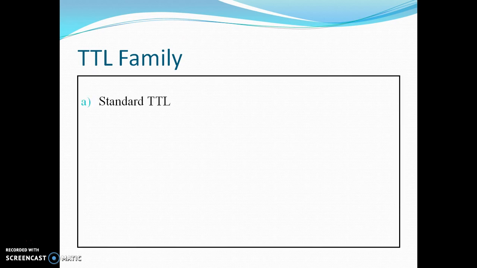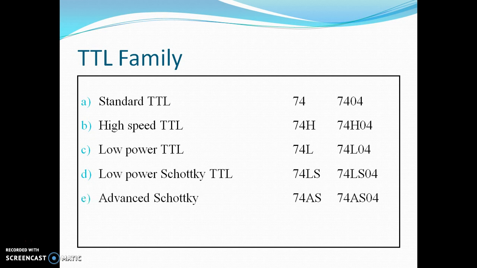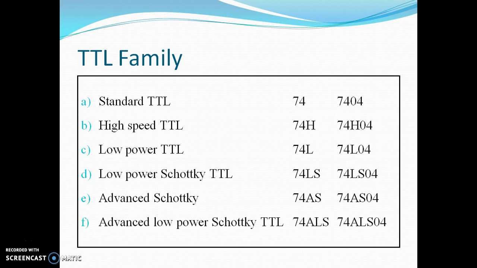So first, the TTL family. If it is a standard TTL, the IC series will start from 74. If it is a high-speed TTL, it will start from 74H. Low power TTL will start from 74L. If it is a low power Schottky TTL, it will start from 74LS. If advanced Schottky, it will start from 74AS. And the last one is the advanced low power Schottky TTL. It will start from 74ALS.